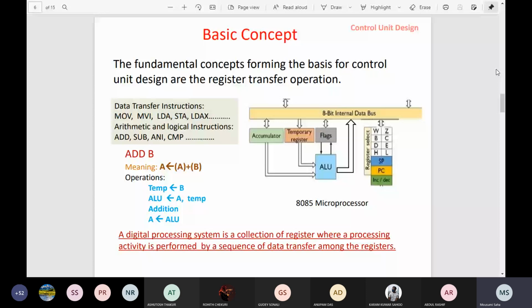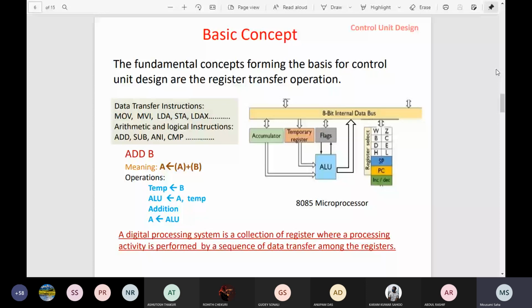Now, whatever the instructions, they may be arithmetic operation instructions, logical operation instructions, move instructions, that means data transfer instructions, or branching instructions. Whatever the instruction, if you understand what steps are used to execute it, you can see that most of the sub operations involve the data transfer operation. So here I give one example, that is ADD B. What is the meaning? Addition of A and B, the content of the accumulator and the content of register B will be added and then transferred to A.